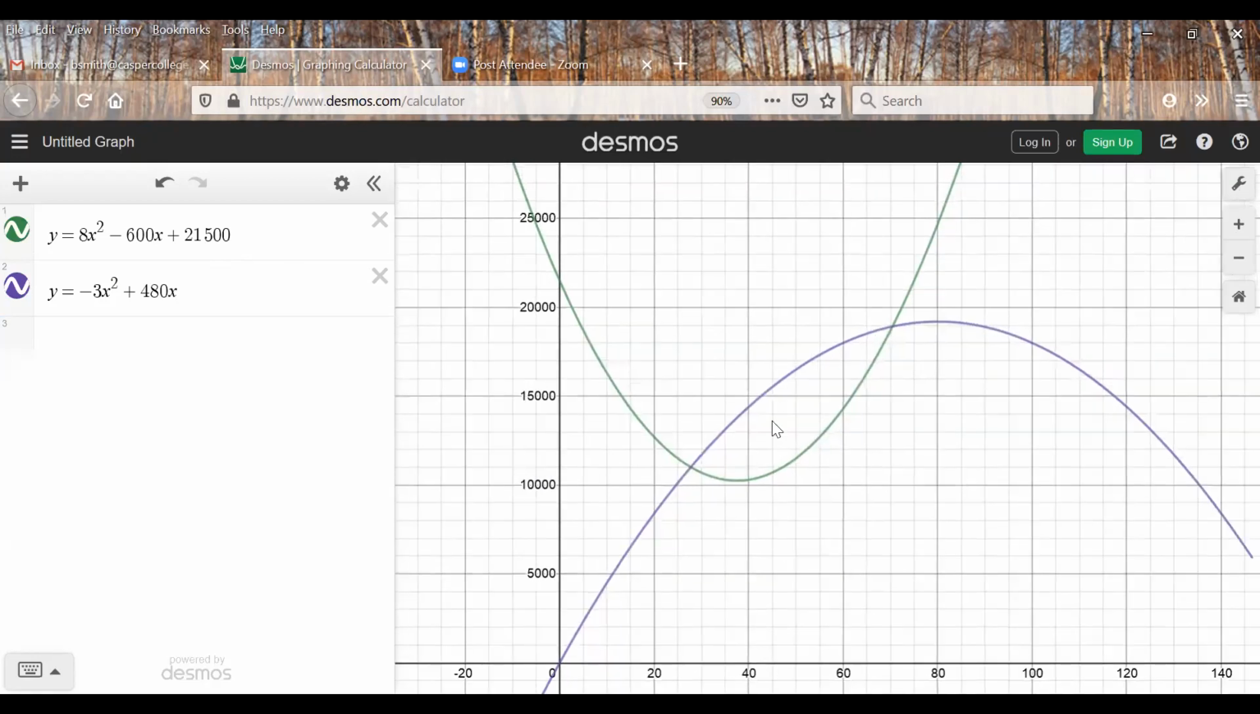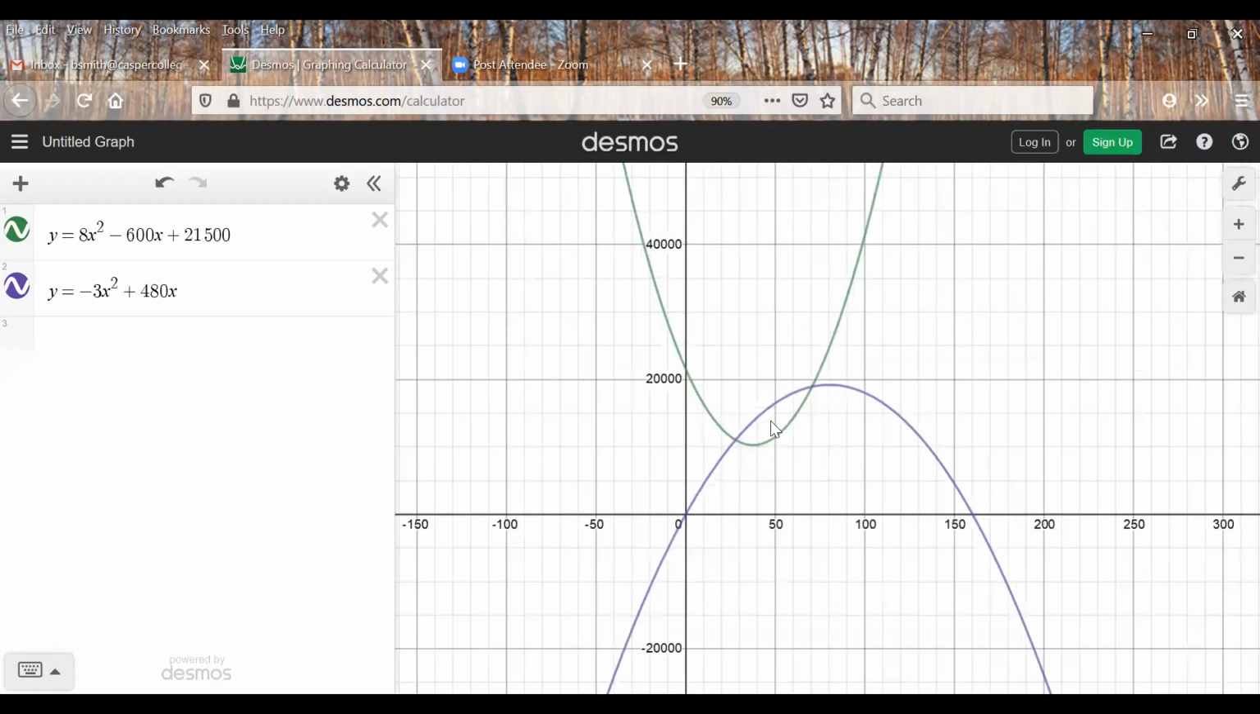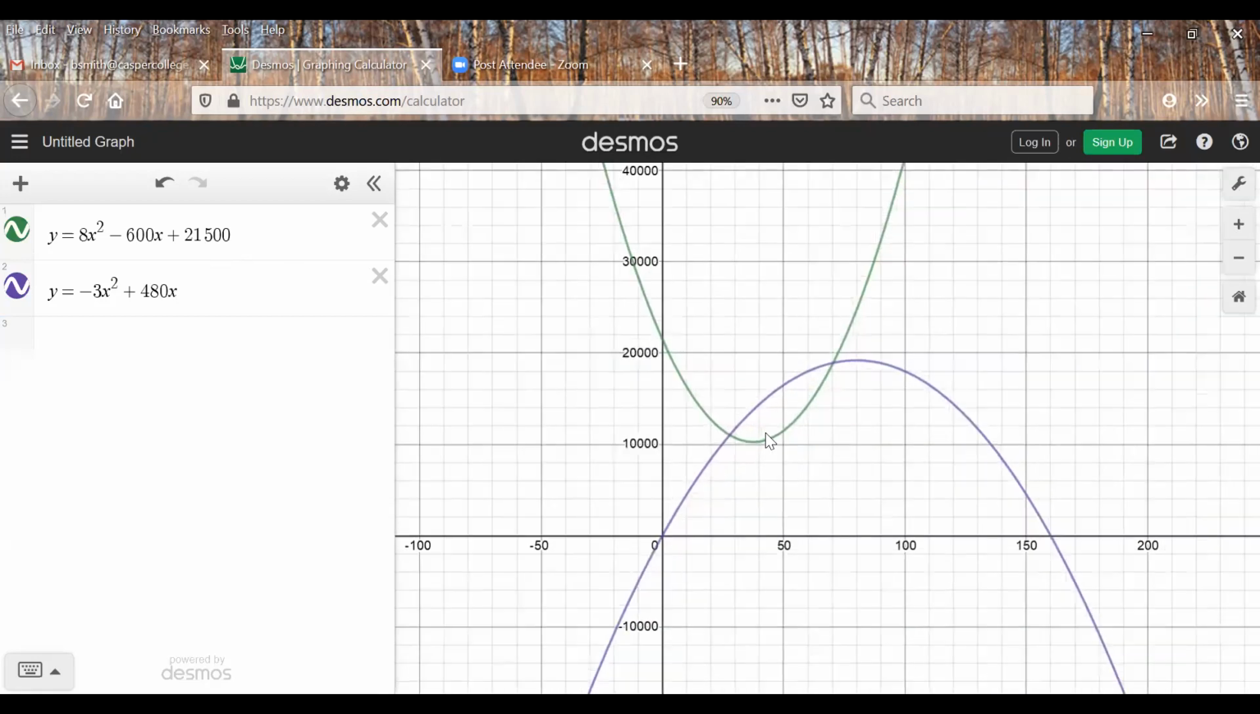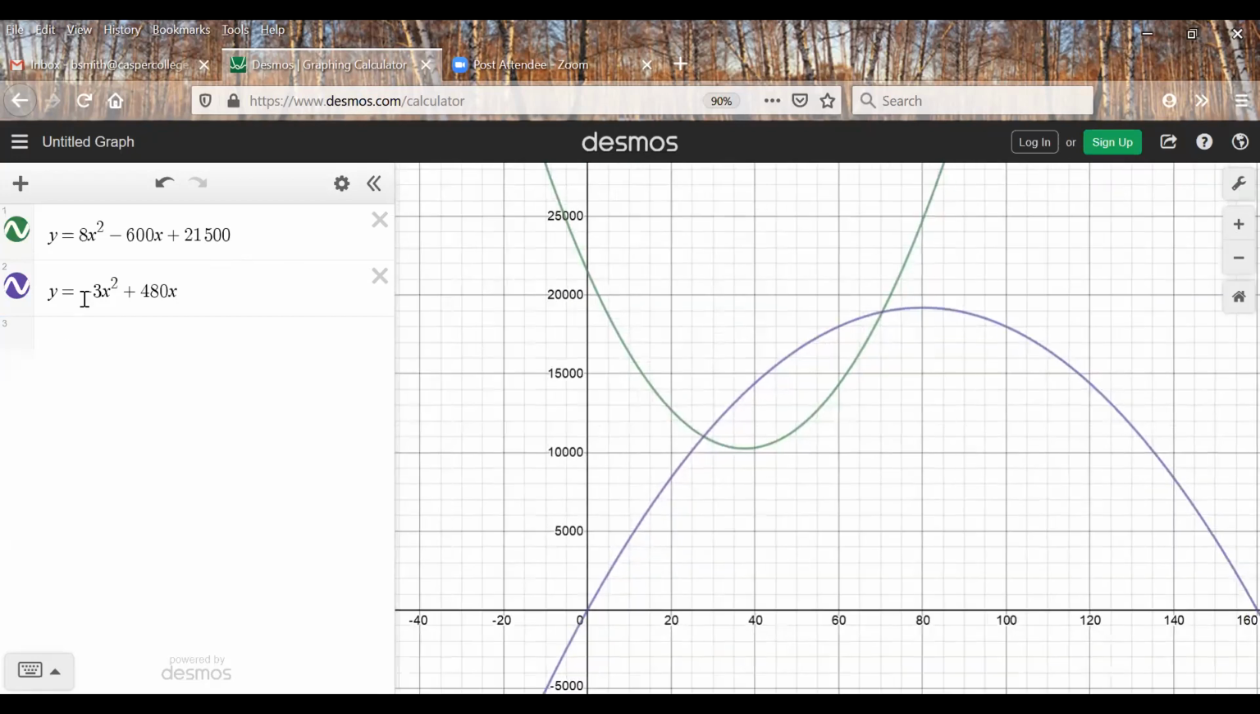All right, so basically it looks like we're going to have a parabola one way and a parabola the other way. I would say this one is going to be the negative 3x, and it's purple. We want everything that's above that, and we want the cost function to be less than that. So it's going to be somewhere in that region.